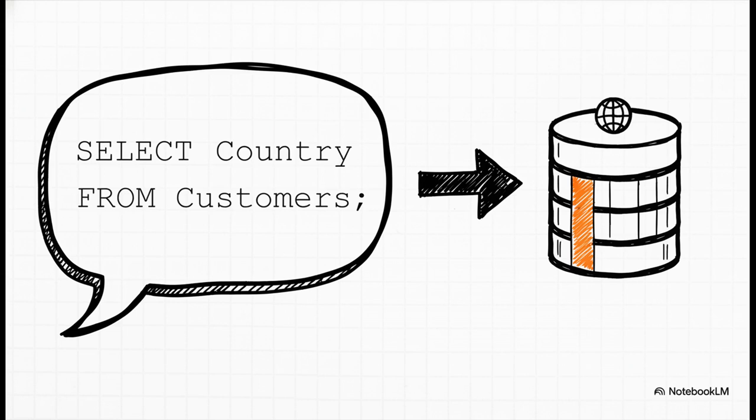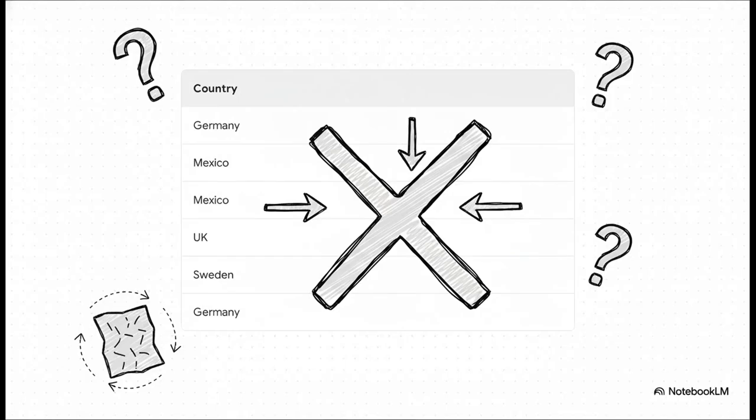Select country from customers. But hang on a second. Look at this result. The database did exactly what we asked. It went through every single customer, one by one, and pulled out their country. Do you see the problem here? We've got Germany listed over and over. Same with Mexico. This isn't the clean list of countries we wanted. It's messy. It's full of duplicates.